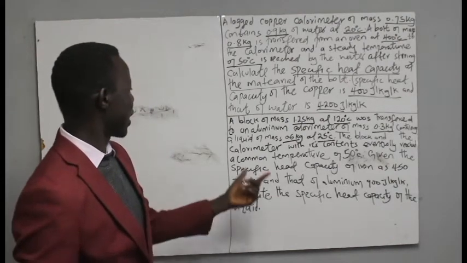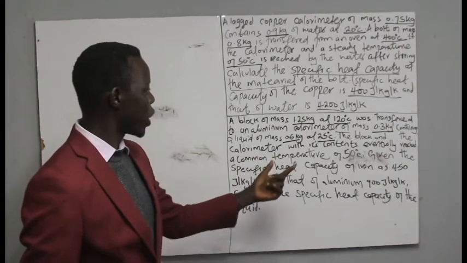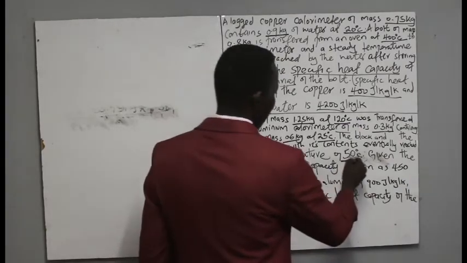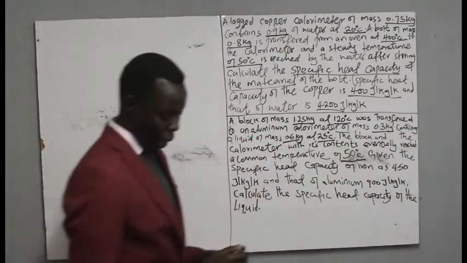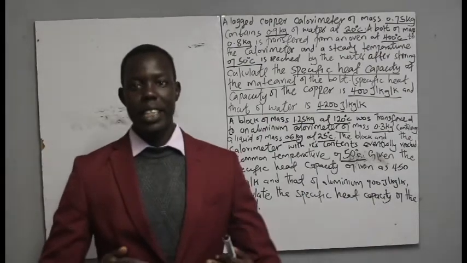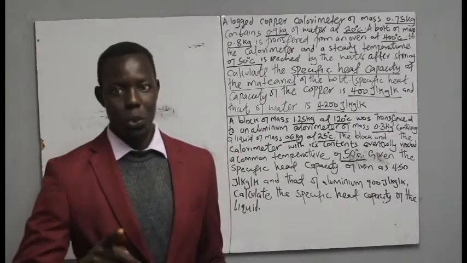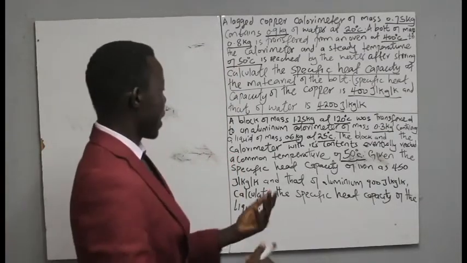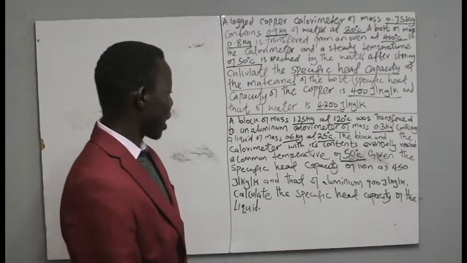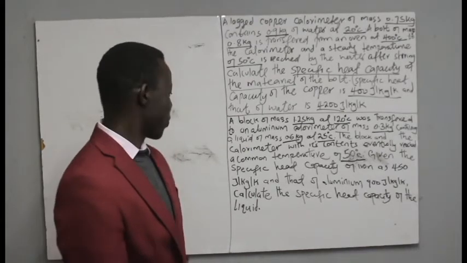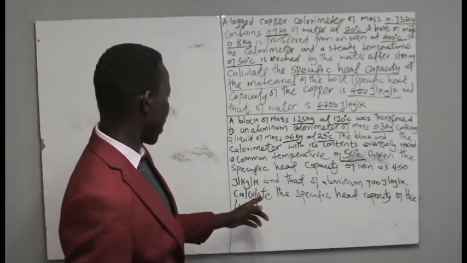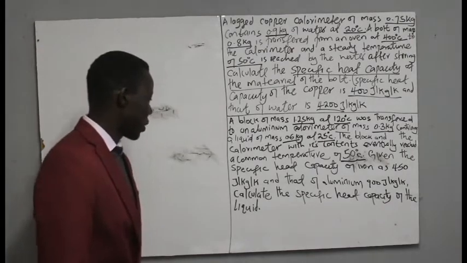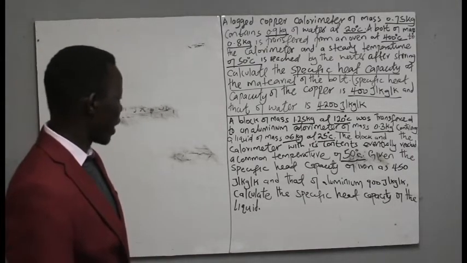Now the block and the calorimeter with its contents eventually reached a common temperature of 50 degrees Celsius. So the calorimeter and the liquid gain heat from 25 degrees Celsius to 50 degrees Celsius. So the temperature change is 25 Kelvin. Given the specific heat capacity of iron as 450 joules per kg per Kelvin, and that of aluminium 900 joules per kg per Kelvin, calculate the specific heat capacity of the liquid.